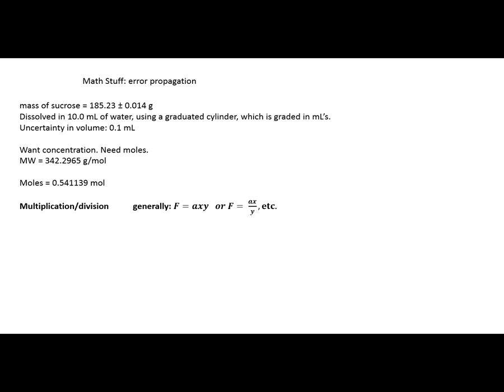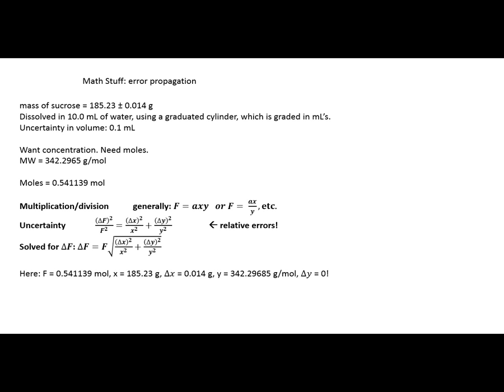The way we did that was multiplication division, right? We took a mass, we divided by the molar mass. So that's AXY, or AX over Y, or X over AY. Doesn't matter. The form of the uncertainty is the same in either case. It's the sum of the squares of the uncertainty divided by the square of the value. So relative uncertainties in this case.